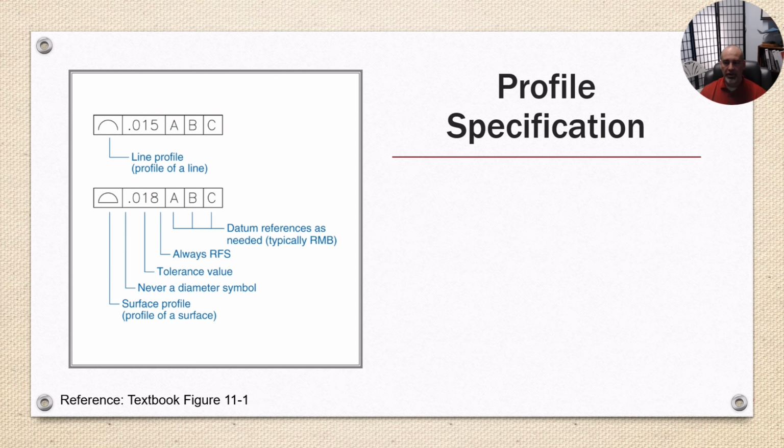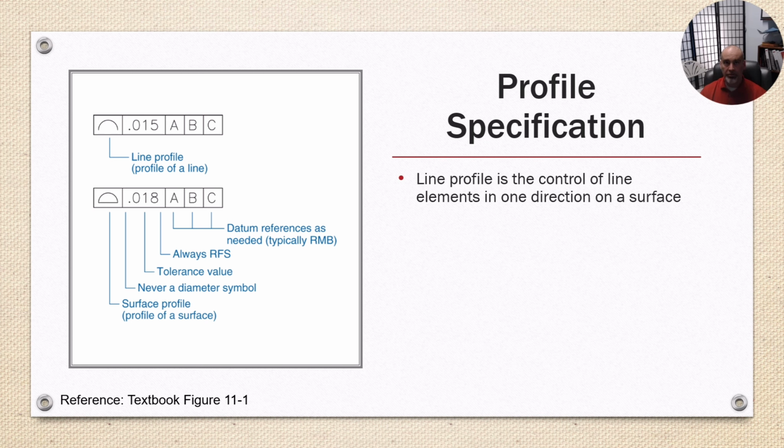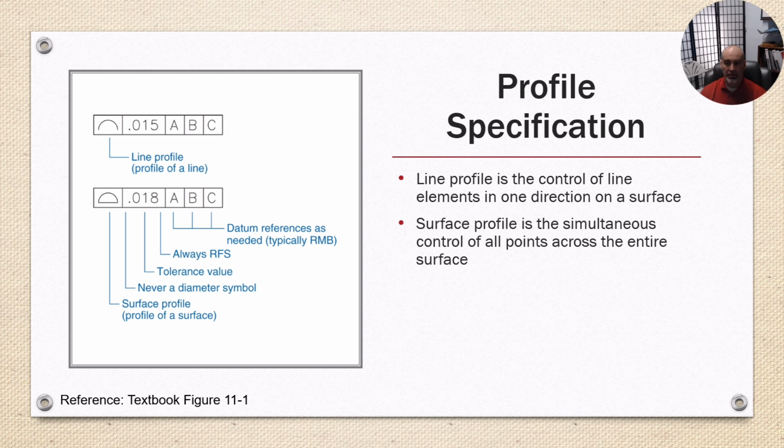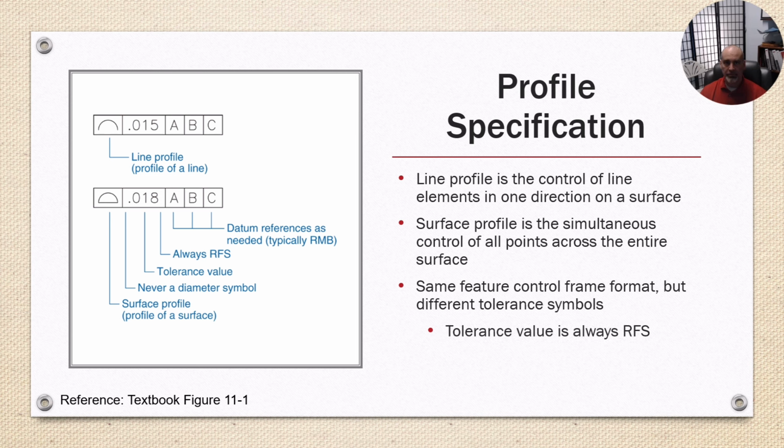Okay, profile specification. Line profile is the control of the line elements in one direction on a surface. Surface profile is the simultaneous control of all points across an entire surface. The same feature control format, but different tolerance symbols. And the tolerance value is always applied regardless of feature size.